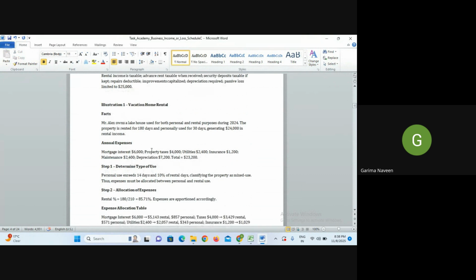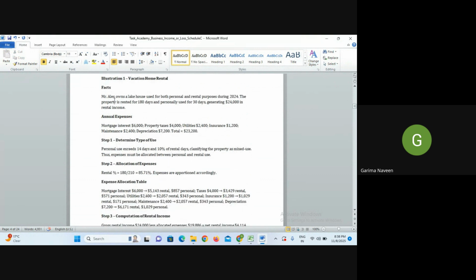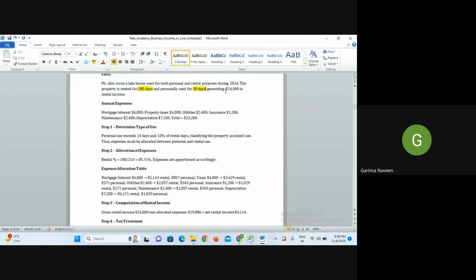Okay, here is the example I was explaining to you about the proration of expenses. Mr. Alex owns a lake house used for both personal and rental purposes during 2024. The property is rented for 180 days. You are renting your property for 180 days and using it 30 days for personal use, and generating $24,000 of rental income. If you are using it for personal use, obviously you are not receiving anything, but if you are giving it for rent, you receive the rental income. So this rental income will be included in your Schedule E.